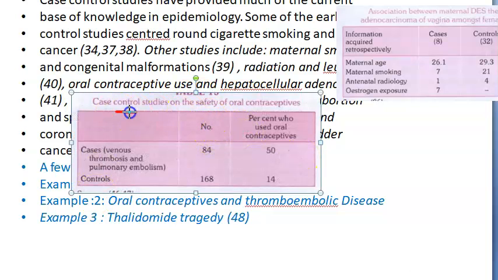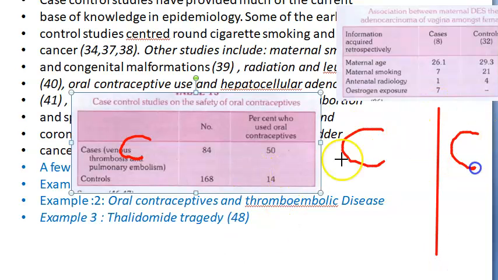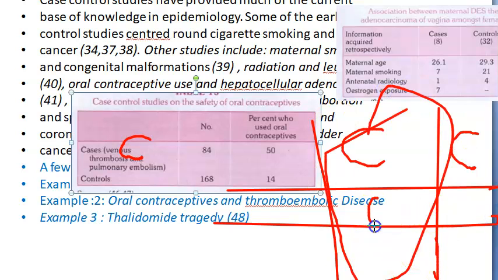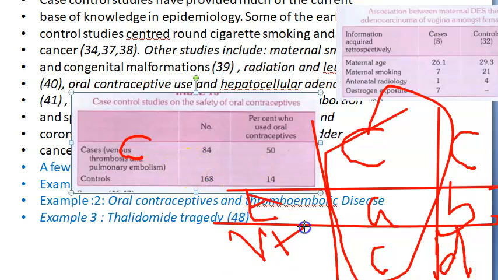What is this? Case control studies on safety of oral contraceptives. What are they showing here? No. What is NO? And percent who used oral contraceptives. Actually, this table is not right. They have put the cases here, and controls they have put here. This is not how the table should be. Always cases should be here, right? And controls should be here. That is how it should be. The diseases should always be here. And this will be A, B, C, D. This is exposed and this will be not exposed.